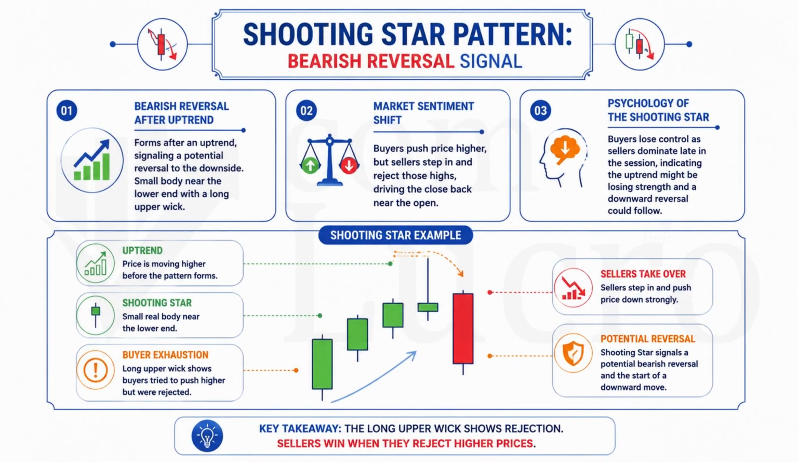Next, the shooting star, a bearish reversal pattern that appears after an uptrend. It has a small body with a long upper wick. Buyers pushed price higher, but sellers rejected those levels and forced a close near the open. Psychologically, buyers control the start and push price up sharply, but by the end of the session, sellers overpower them and drive price back down, creating that long upper wick. This suggests the uptrend may be ending, with a downside reversal possibly to follow.